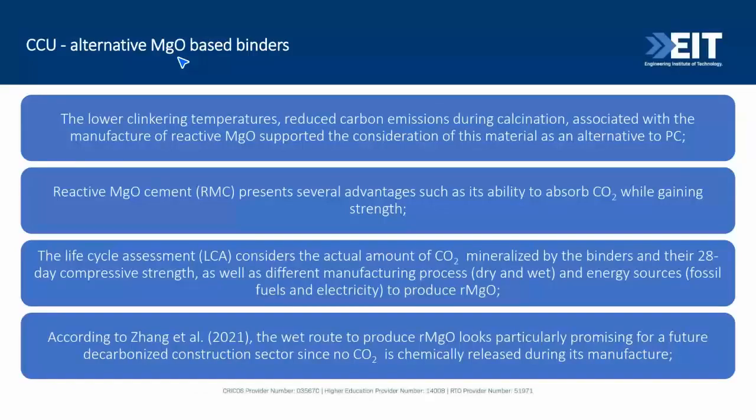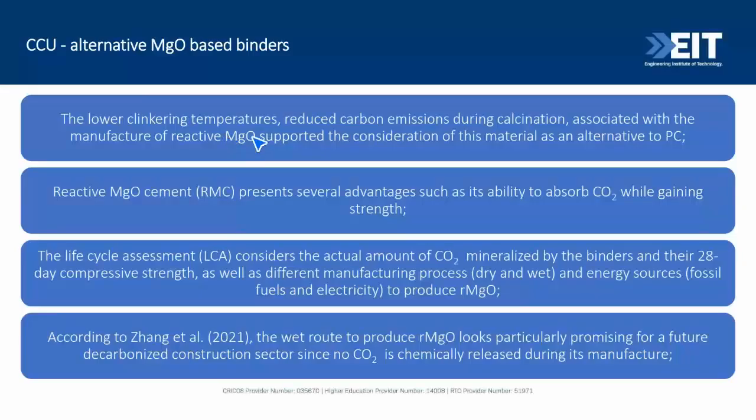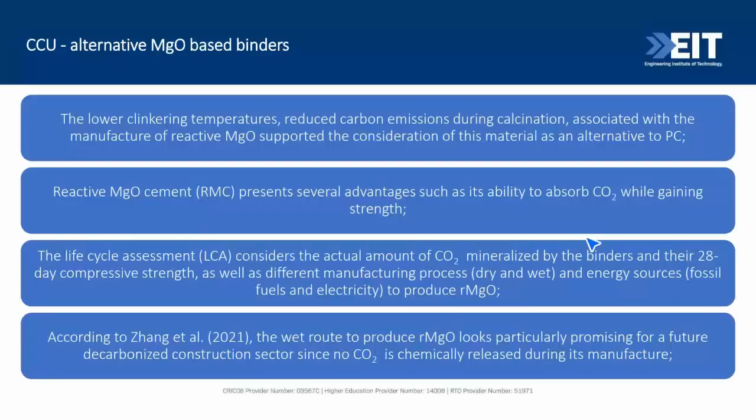And we can also have alternatives in magnesium oxide-based binders. When you consider clinkering temperatures, the reactive magnesium oxide binder can present some advantages compared with common Portland cement, because it can also absorb carbon dioxide while gaining strength. But I need to highlight this point: with life cycle assessment, all these alternatives, we need to be very careful, right? That's why life cycle assessment is one of the methods we have to balance the pros and cons of such alternatives.